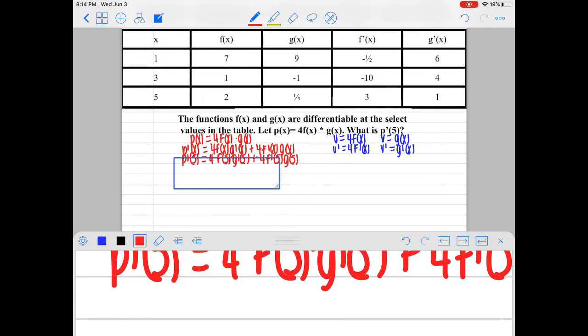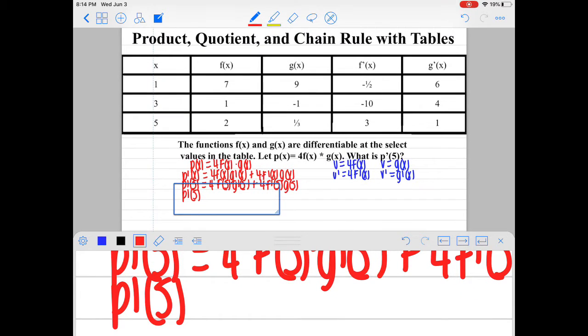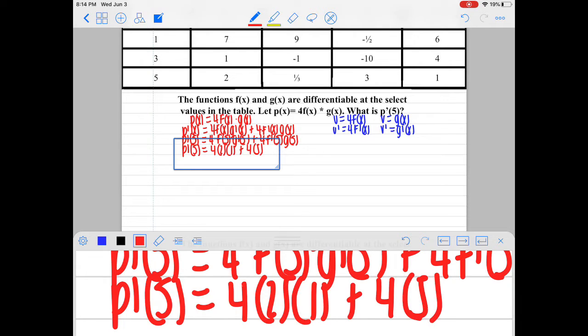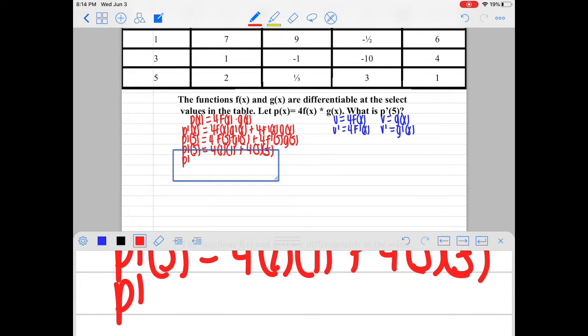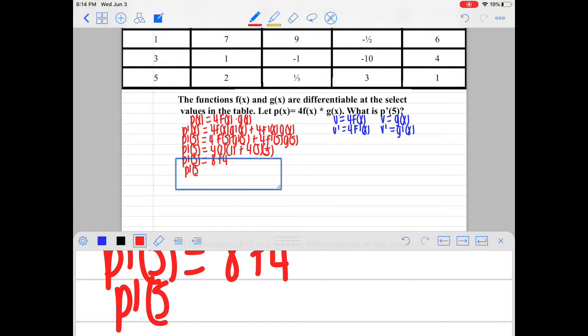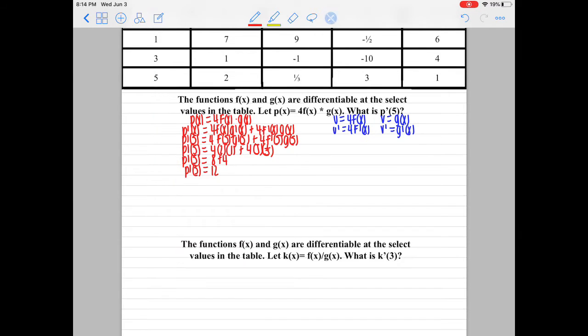And then we're just going to look at the table where it says x equals 5 and correlate those values to the problem, and that's just going to be 4 times 2 times 1 plus 4 times 3 times 1/3, and that is going to give us p prime of 5 is equal to 8 plus 4, which is just going to be 12. And that's it for the first example.